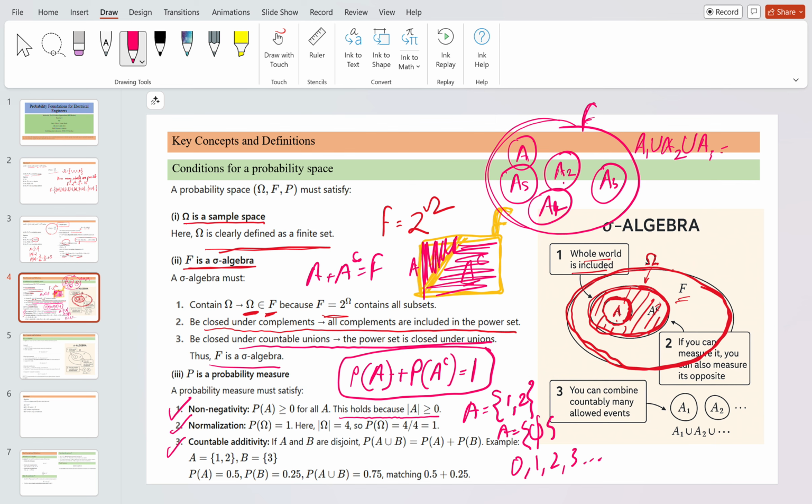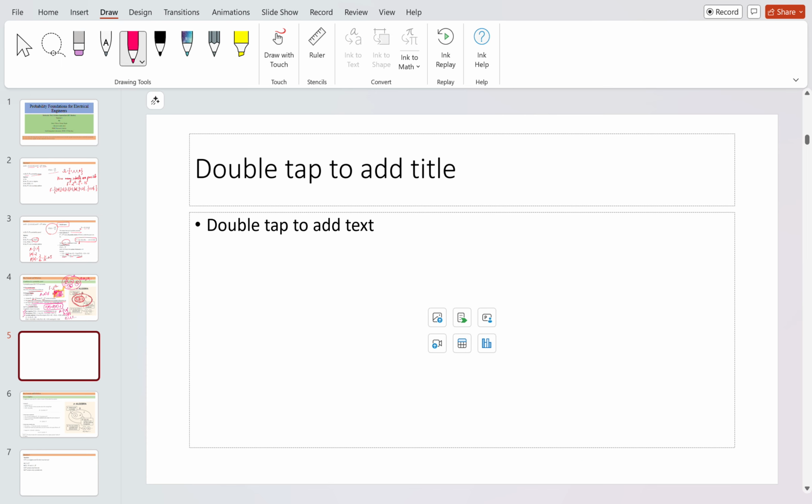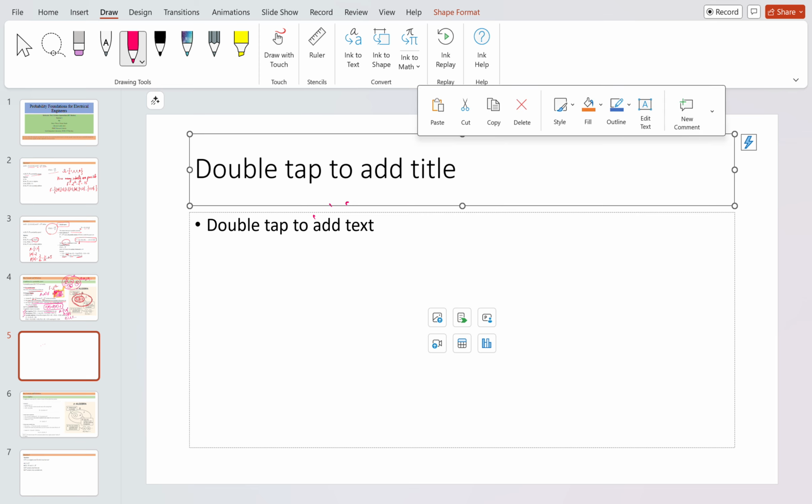The third important property is countable additivity. That is very important: the probability of A union B is equal to the probability of A plus the probability of B. Why am I saying that? Let's take one example. Let me take a new slide here and explain what is being said in this.